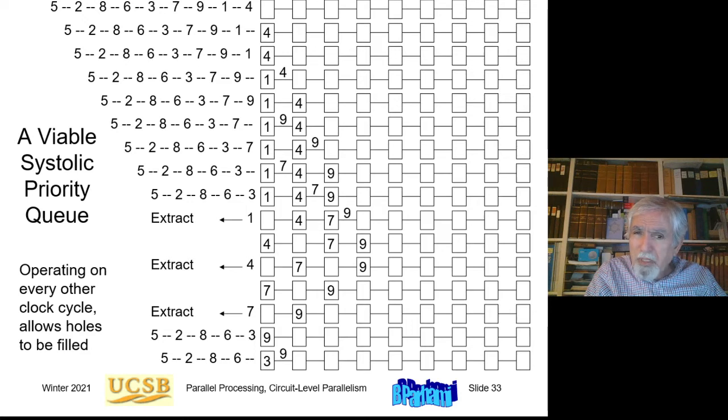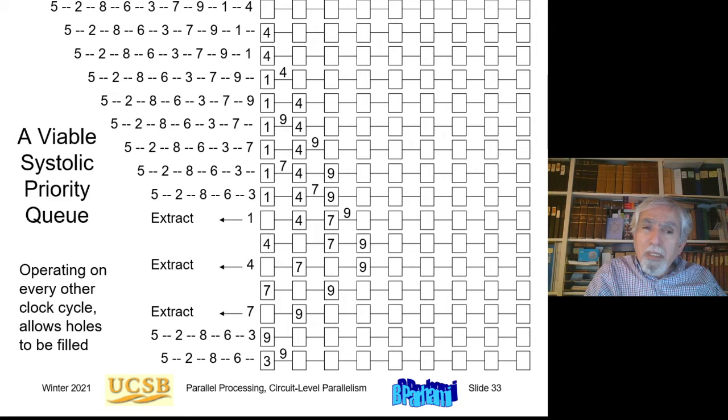So the next smallest number is 4. I extract it, and then magically the next smallest number, 7, moves into here. These alternate idle cycles provide enough time for the array to reorganize itself so that the smallest number is always at the head. No matter how many numbers I've input, this is always doable. And then once I've done 3 extractions, I can resume insertions, and the insertions would work as before. The 3 replaces 9, and 9 is pushed to the right, and so on.